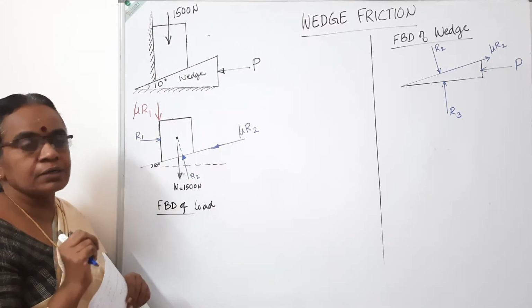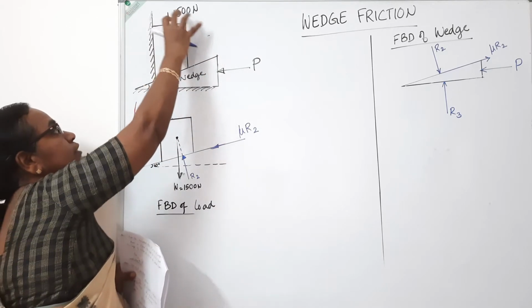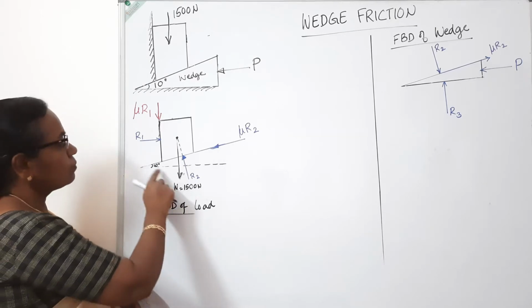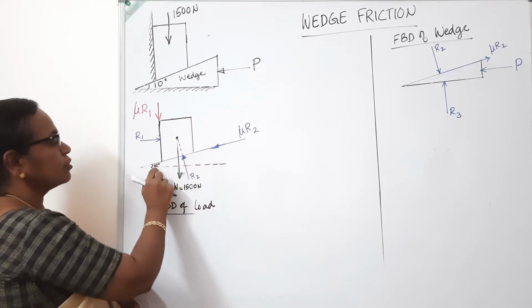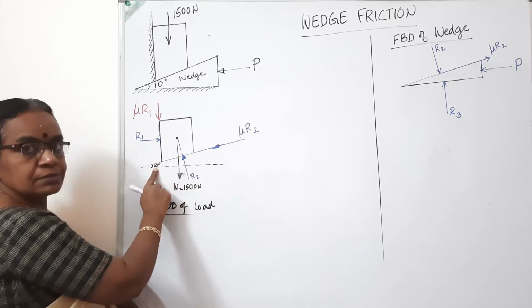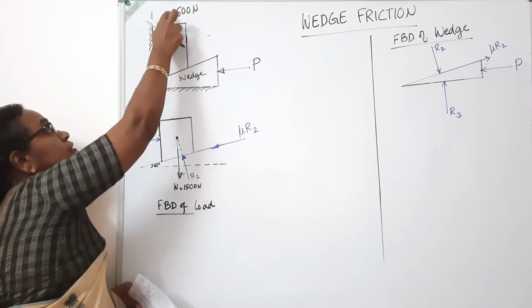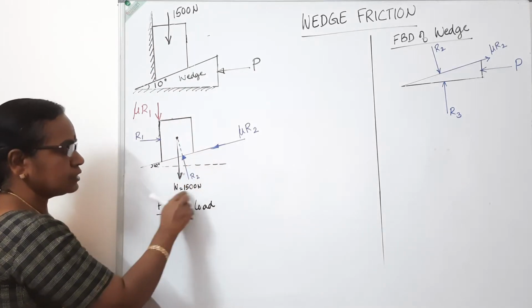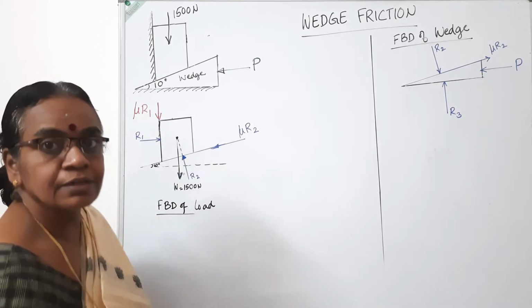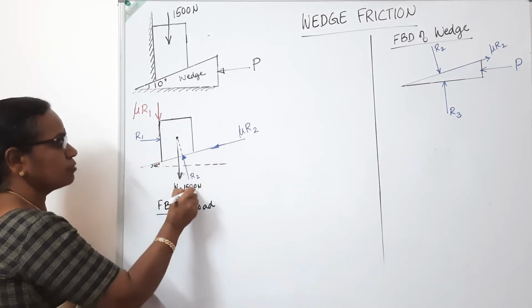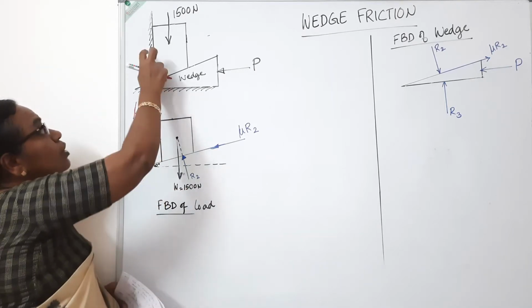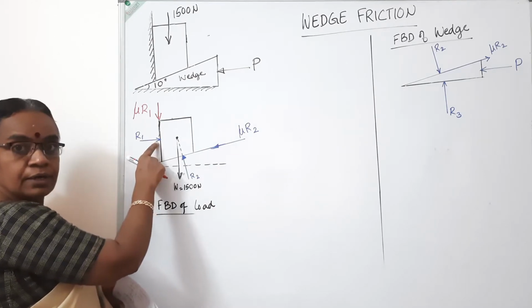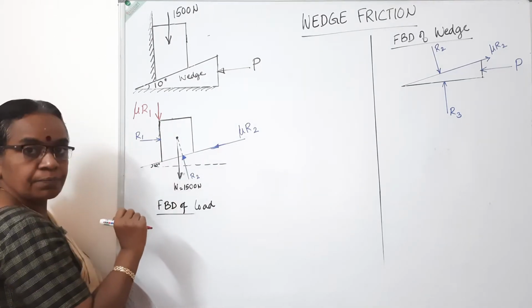Let us consider one by one. First of all, let us consider the weight, this 1500 Newton load, free body diagram of load. The block is over this inclined surface of 10 degree, and the first force is the self weight 1500 Newton acting at the center vertically downwards. It should be marked centrally, vertically downwards at the center, 1500 Newton. Then there is contact between the wedge and this surface. So there will be normal reaction R1 acting perpendicular to the surface.